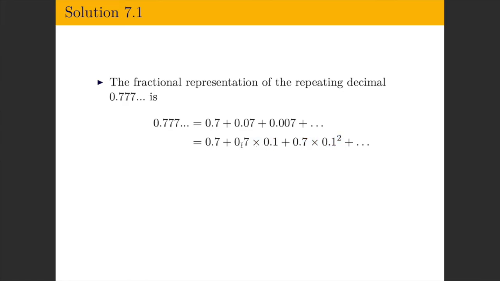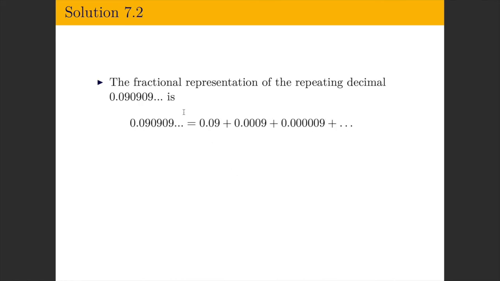And now we can use that a is equal to 0.7, and our r is equal to 0.1. And of course that absolute value is less than 1, so we can make use of the formula a over 1 minus r, which gives us 0.7 over 1 minus 0.1, which comes out nicely as the fraction 7 over 9.